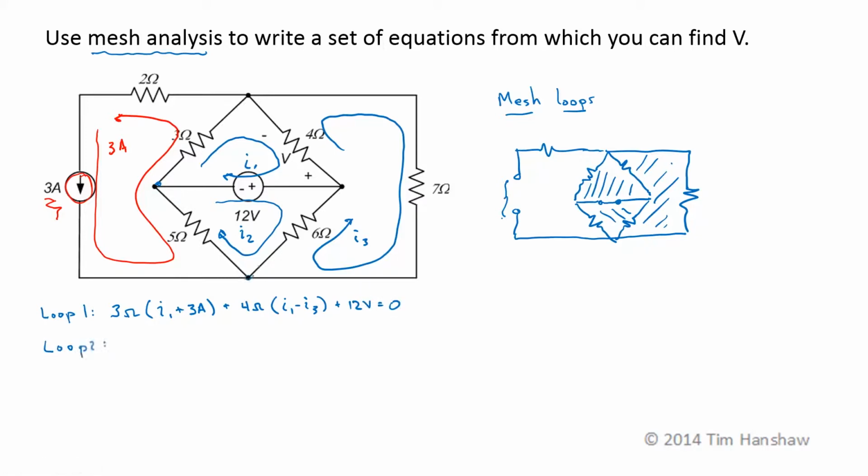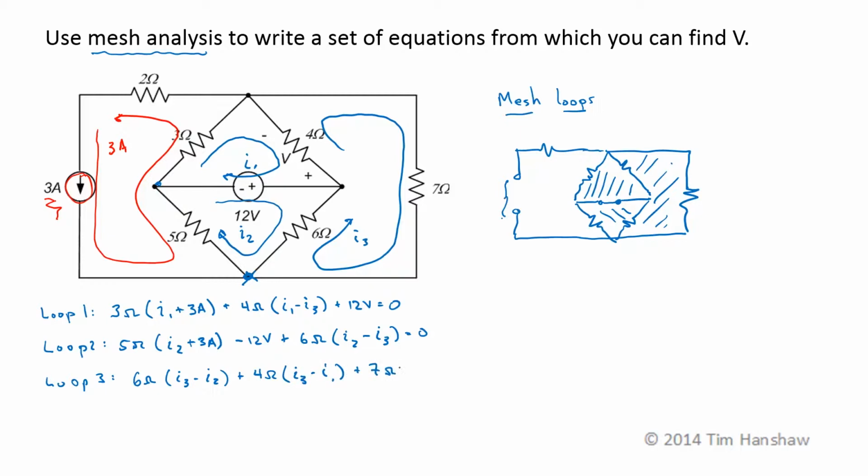Mesh loop 2, if I start down here, 5 ohms times I2 plus 3 amps. Those are both going in the same direction through the 5 ohm resistor, minus 12 volts plus 6 ohms times I2 minus I3 equals 0. Finally, loop 3, if I start down here again, 6 ohms times I3 minus I2, plus 4 ohms times I3 minus I1, plus 7 ohms times just I3 is equal to 0.